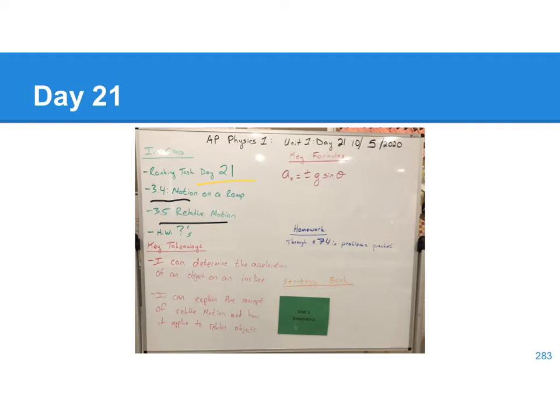By the end of the day today, we have our key takeaways. And again, these are the things that if you can say them without lying, you're good to go. I can determine the acceleration of an object on an incline. That's given by this formula right over here. And I can explain the concept of relative motion and how it applies to relative objects.